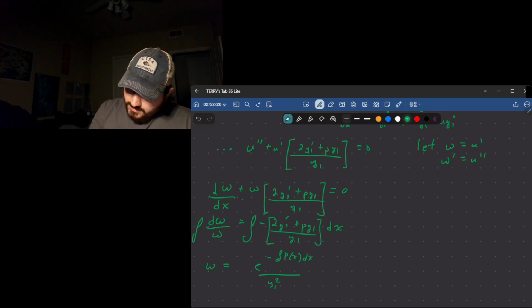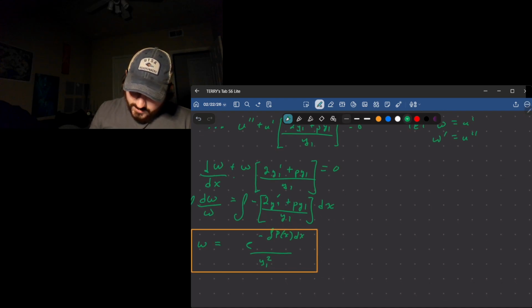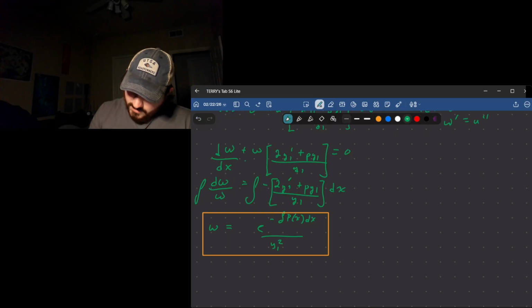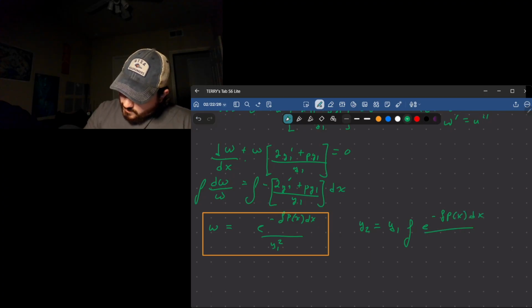And so this is the part that you need to remember. You don't need to know how to get here. That all is just to show you the intuition behind what's going on. This is where it gets important, but this is actually not the final form yet. So what we actually have here is just part of our integration factor. So here we have to say, okay, well, y2 is actually equal to y1 times the integral of e to the negative integral p of x dx over y1 squared. Okay? And then you have a second dx as well.